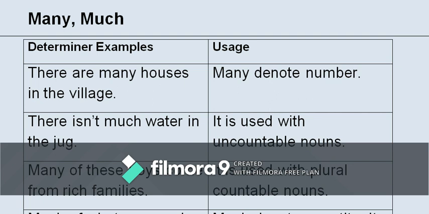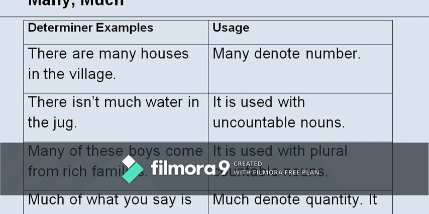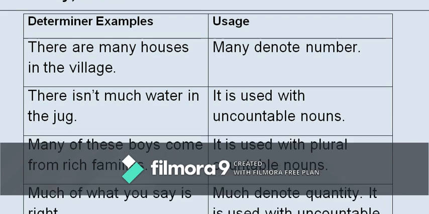There are many houses in the village. Many is used to denote number. There isn't much water in the jug. It is used with uncountable nouns. That means water, you cannot count water. Many of these boys come from rich families. Many of these boys. Now many is the word that we are discussing. It is used with plural countable nouns.